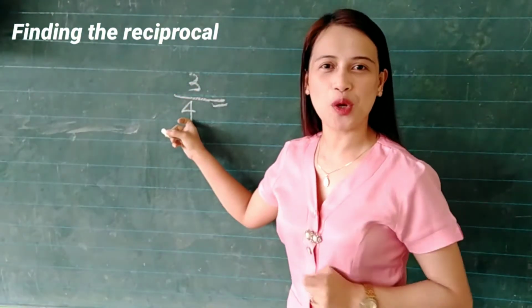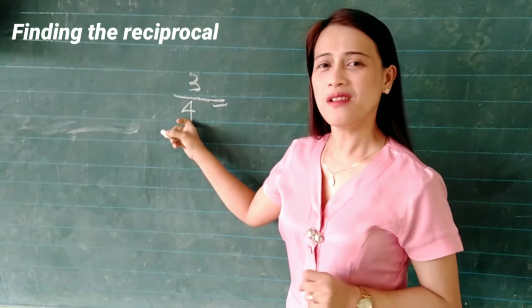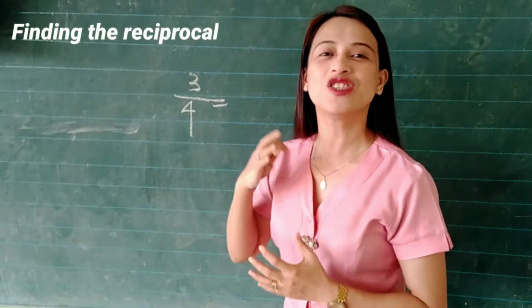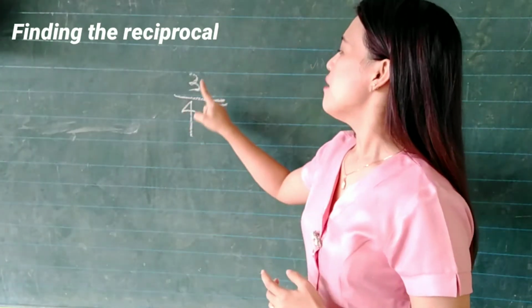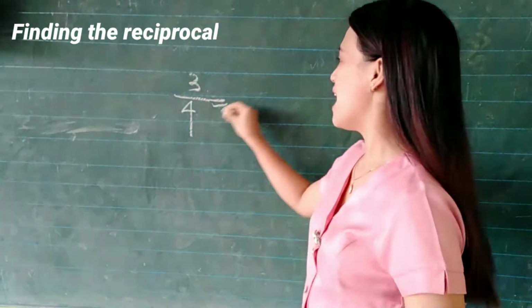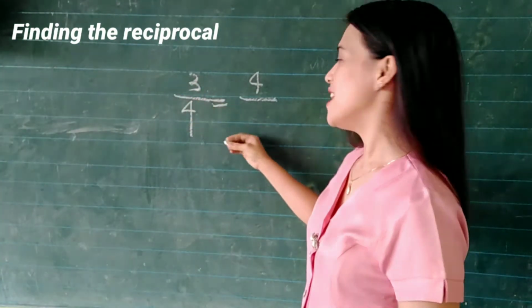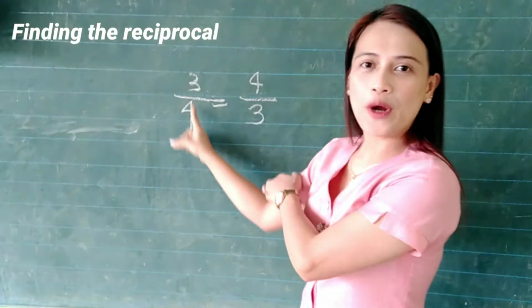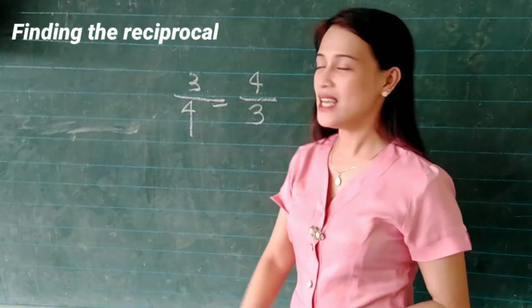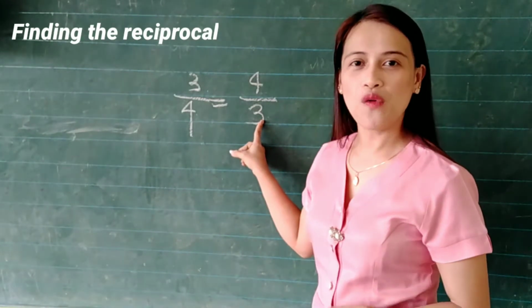3/4. What's the reciprocal of 3/4? Very simple. Let's just interchange, or ato lang siyang baliktaron. So the 4 here, the denominator, becomes the numerator. And the numerator here becomes the denominator. So the reciprocal of 3/4 is 4/3, or 4 over 3.